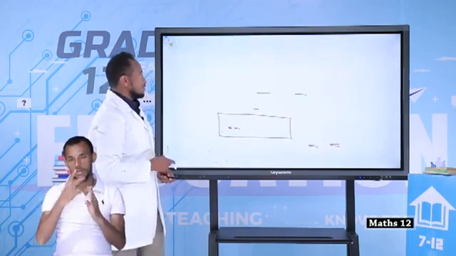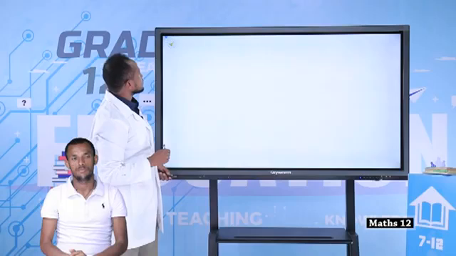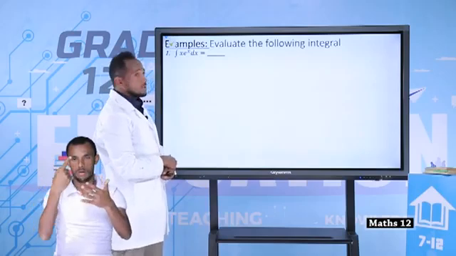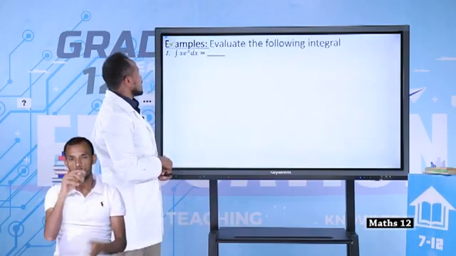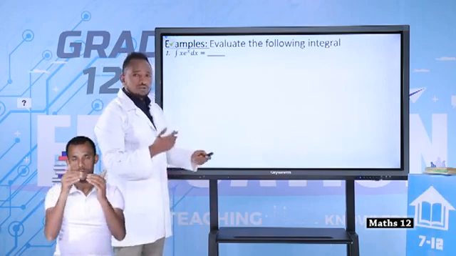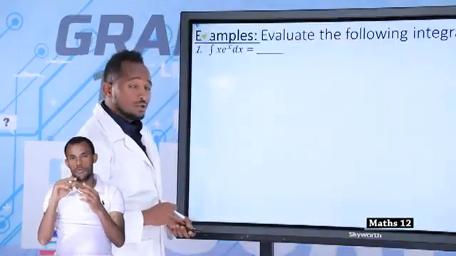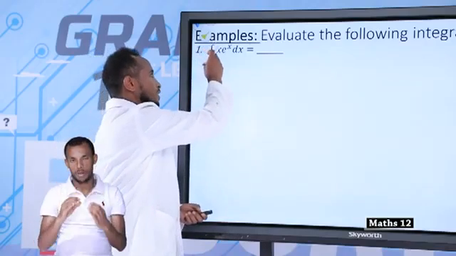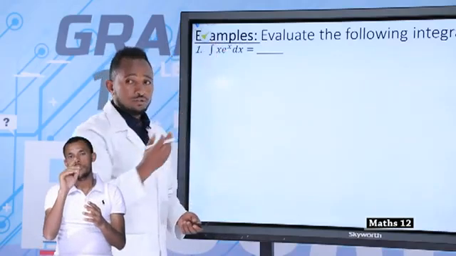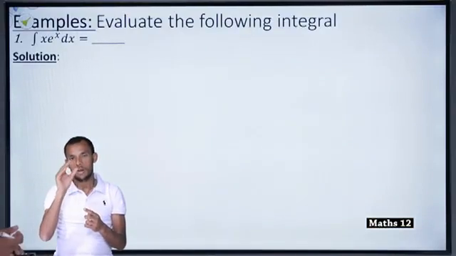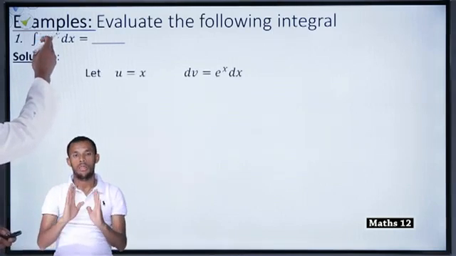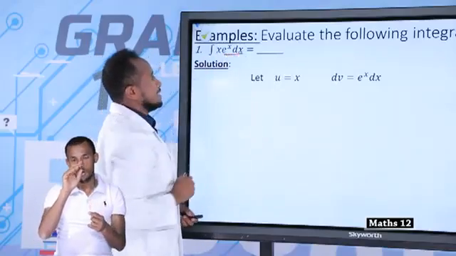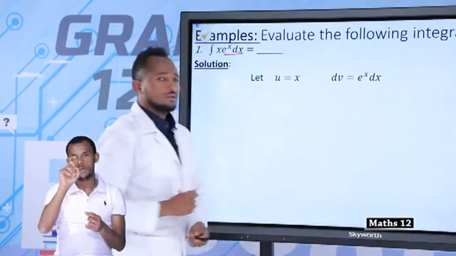So let's see an example for this. Let's try to integrate this function: the integration of x times e raised to x dx equals to. Now let's try to find the solution. To apply integration by parts, you have to let one of the functions be u and the other function be dv. Let x be u. We assume x to be u and e raised to x dx to be dv.